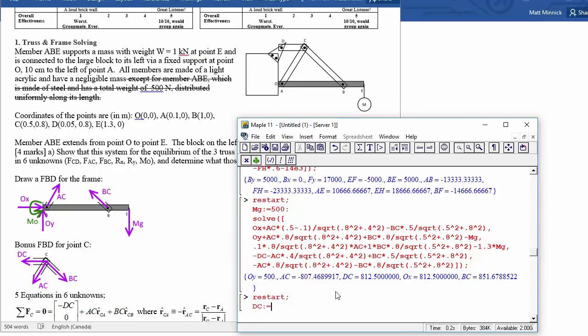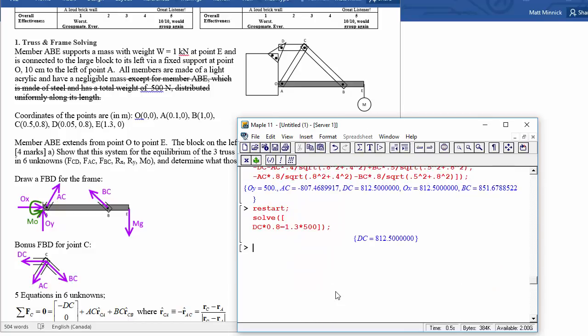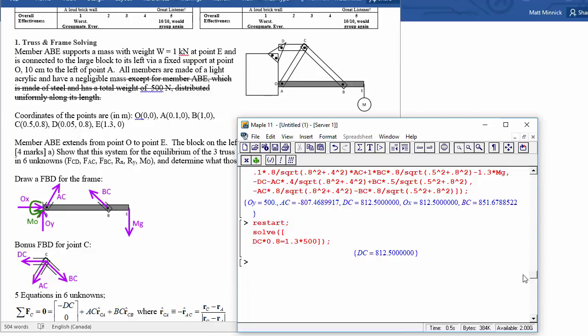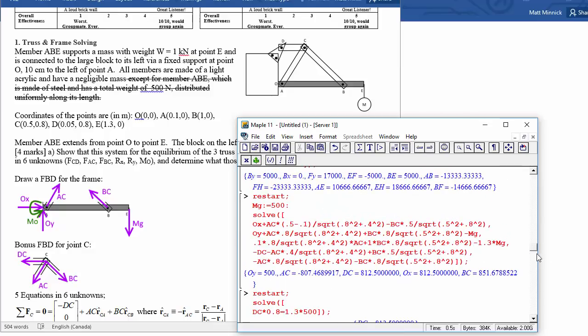What that says is that DC should be equal to what we get by solving DC times, what was the distance up to D? It was 0.8. And that's supposed to be equal to the distance over 1.3 times 500. So let's solve that. DC is 812.5. Now, because we did such a different way to solve this first set of equations, where we didn't really look at the external, but we got the same result for that, that's a great way to check if you've made some kind of a mistake. Let's talk about more pitfalls.